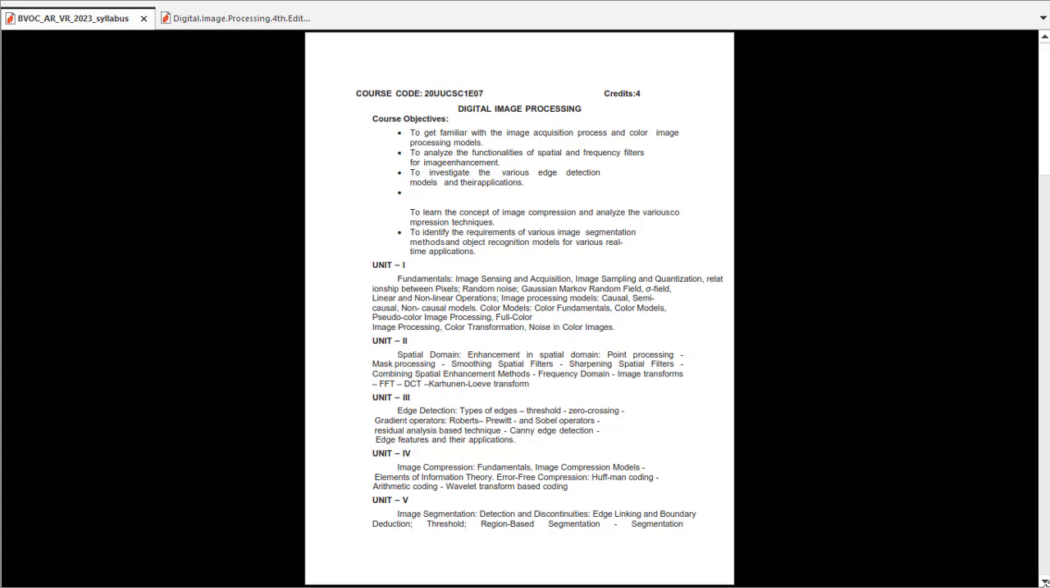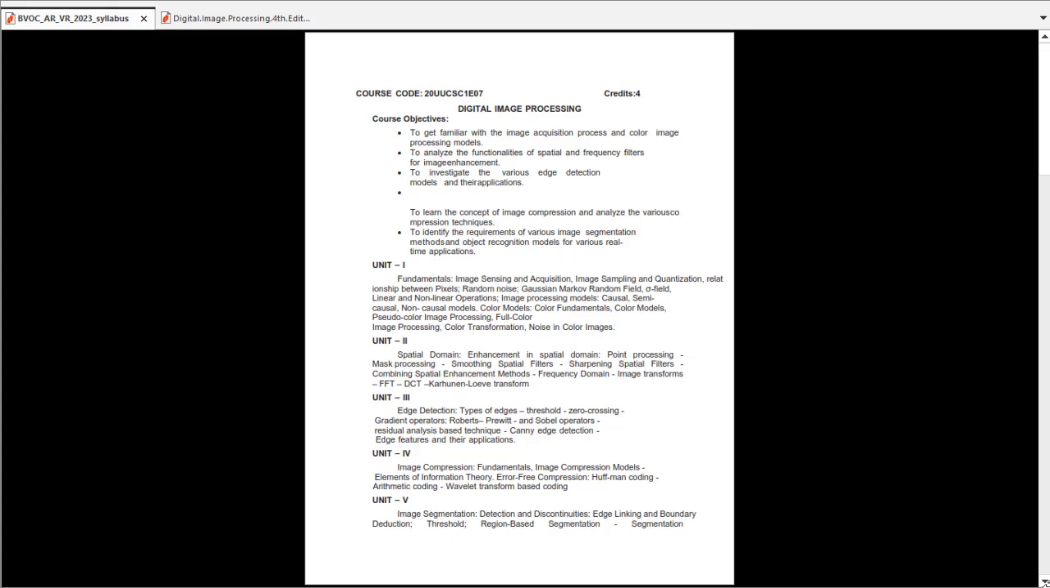Good afternoon, students. This class will deal with digital image processing concepts. The course objective is to get familiar with the image acquisition process and the color image processing model.